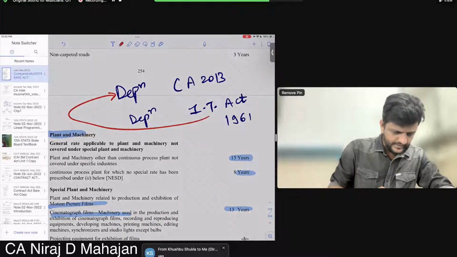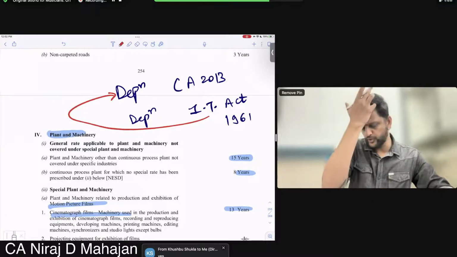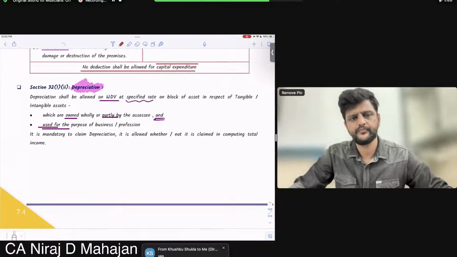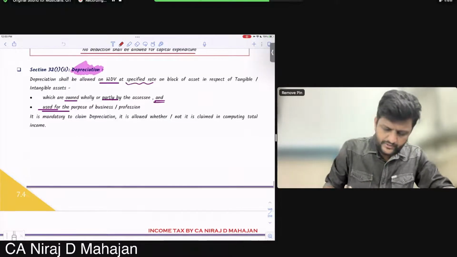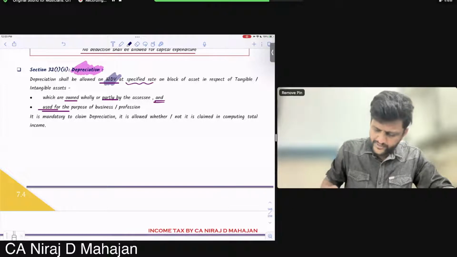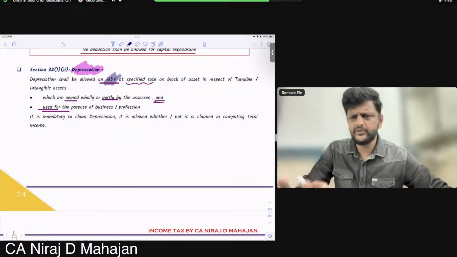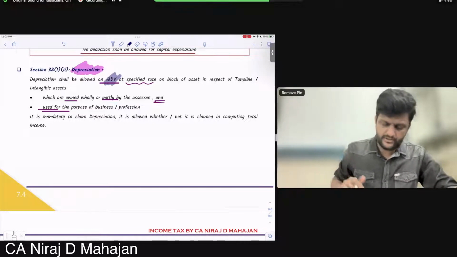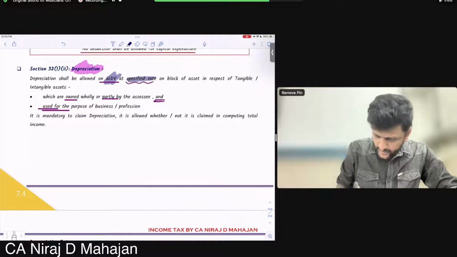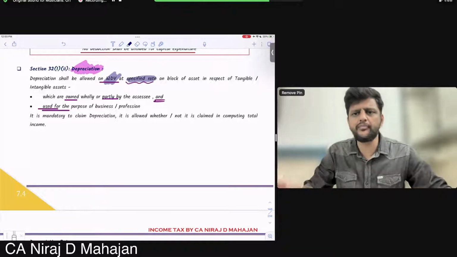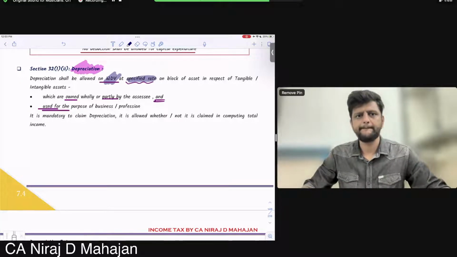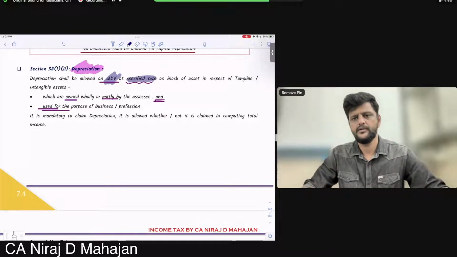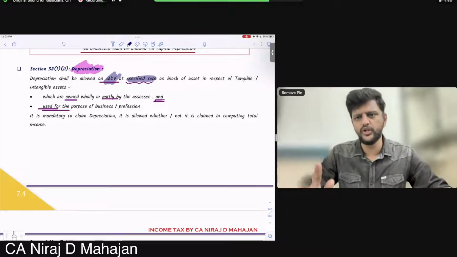So, understand. The depreciation which we are going to do is given in section 32. And what is the method of depreciation? WDV. Pay attention now. The Income Tax Act said we will take WDV method. But the rate of depreciation is also given by Income Tax, but not by Income Tax Act. Rate of depreciation for income tax is given by income tax rules.